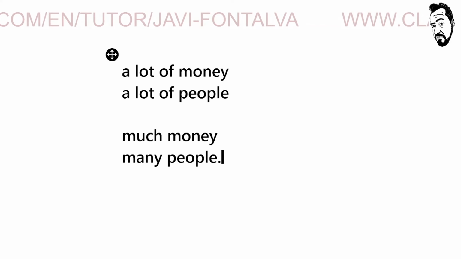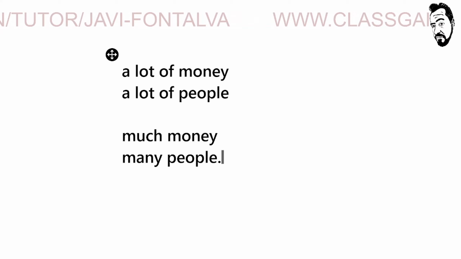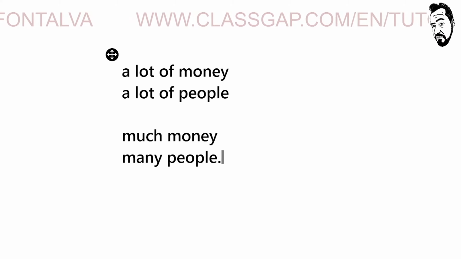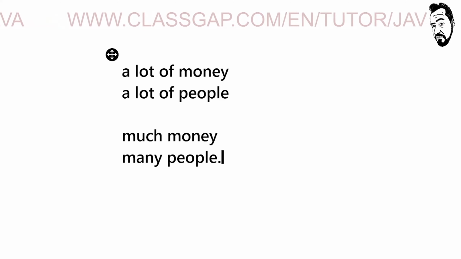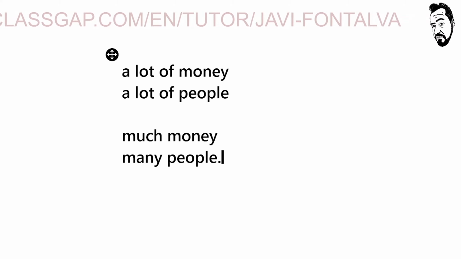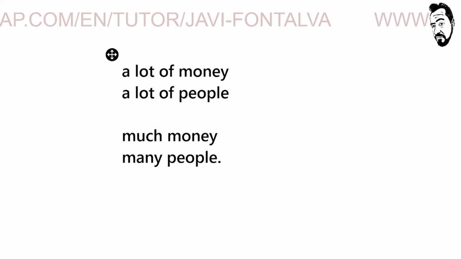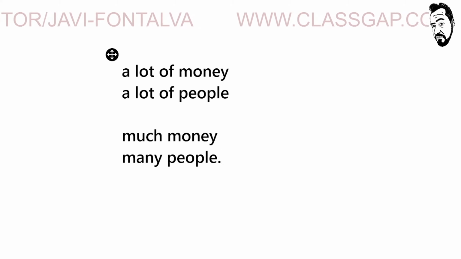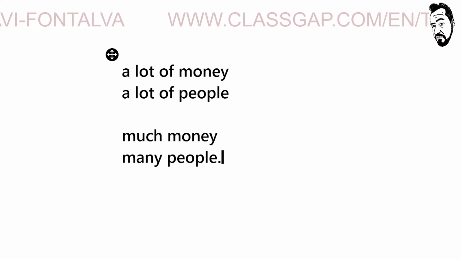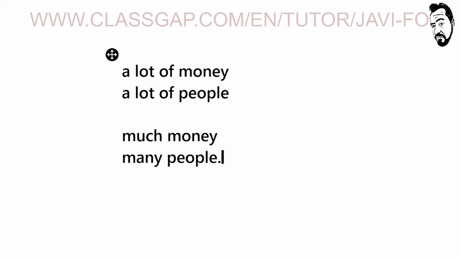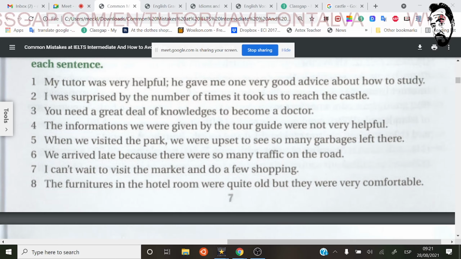So some expressions can be used with everything. For example, a lot of, you can use it with everything. A great deal of, you can use it with everything. But with some of the nouns or expressions, for example, much. Much is only for uncountable things. So for example, we say much time, much money, much food, much information, much furniture. But we say many people, many dogs, many tables, many chairs. Yeah? All right.